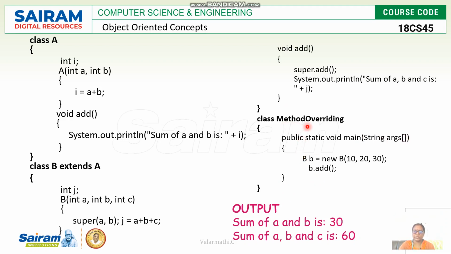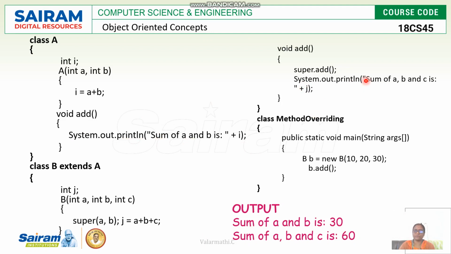So we have one method overriding class which has the main concepts, and B of B is nothing but the subclass object. Using the subclass object, we are invoking the add method. So definitely it will go and execute the add method defined in the subclass. At that time, super of add is called. So in the super of add, System.out.println of A and B is printed. So the first output will be sum of A and B is equal to 30.